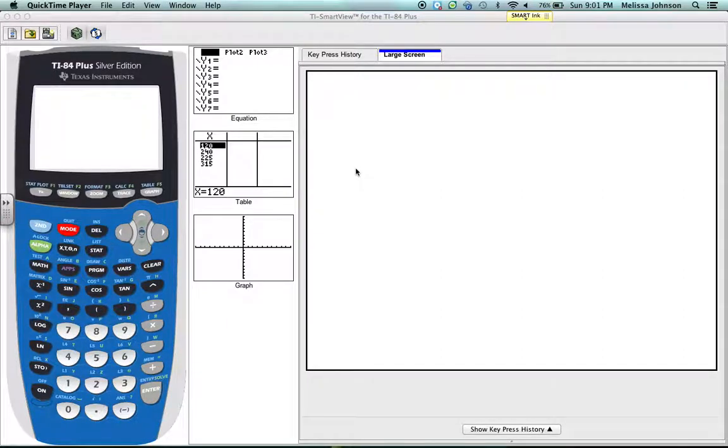This calculator video is going to take you through a different method for solving a quadratic equation with a calculator, and it's called the intersect method. Well, at least I named it the intersect method.